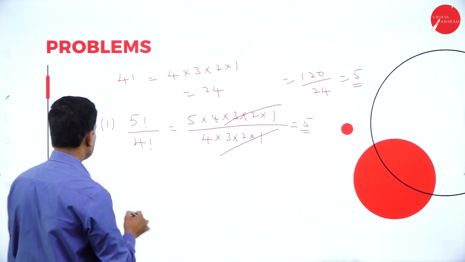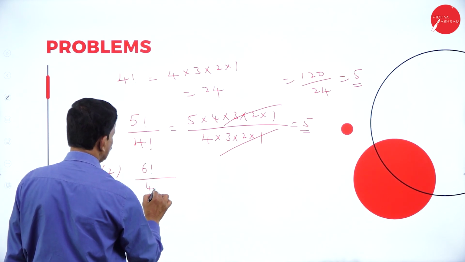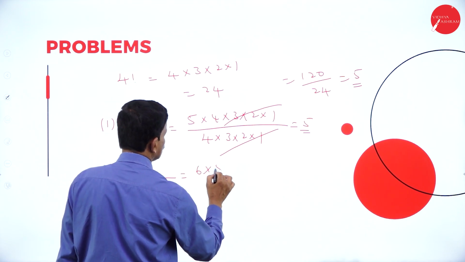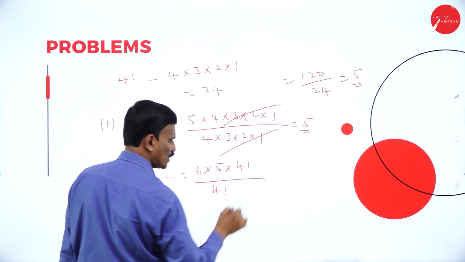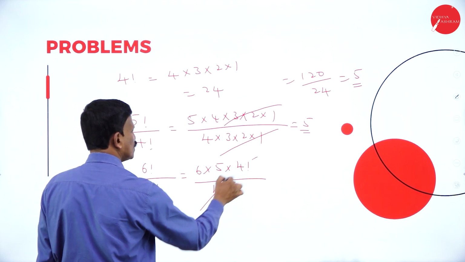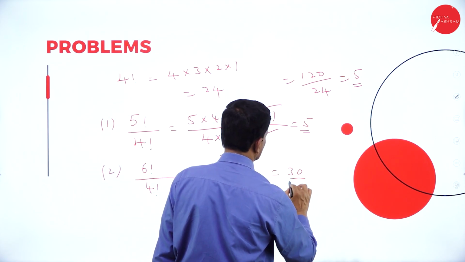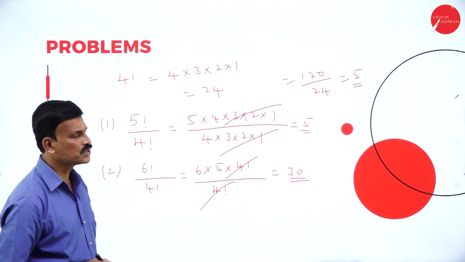Or suppose you want to find the value of factorial 6 divided by factorial 4. Factorial 6 can be written as 6 into 5 into 4 factorial, divided by 4 factorial. So 4 factorial gets cancelled. This is equal to 6 fives are 30. That's it. These are some simple problems for 2 marks.